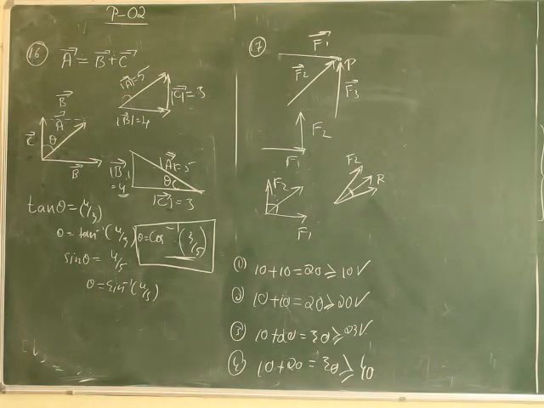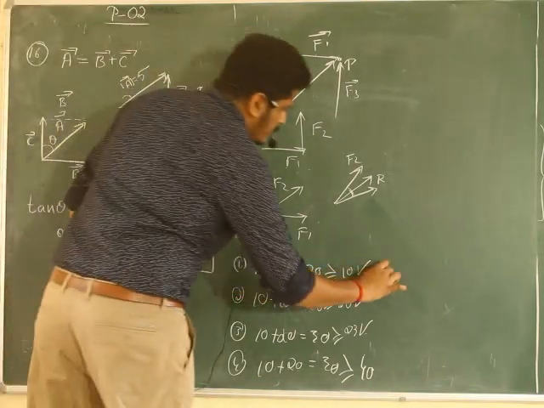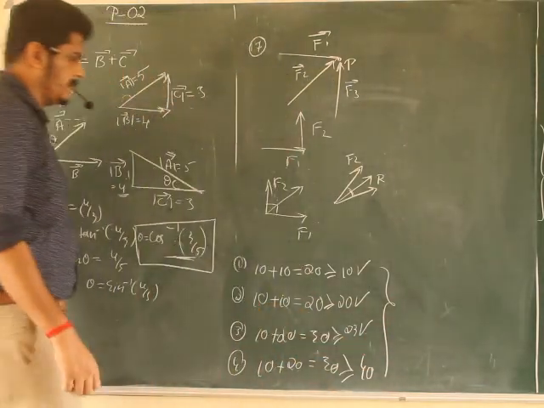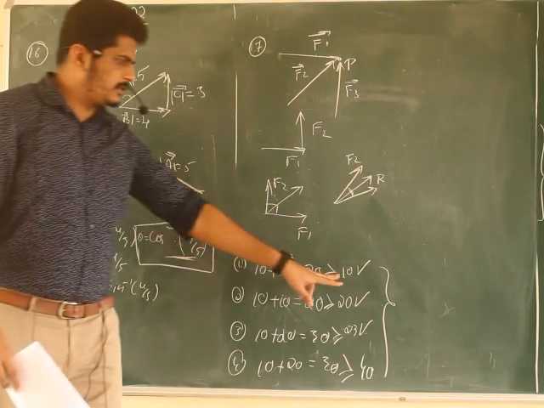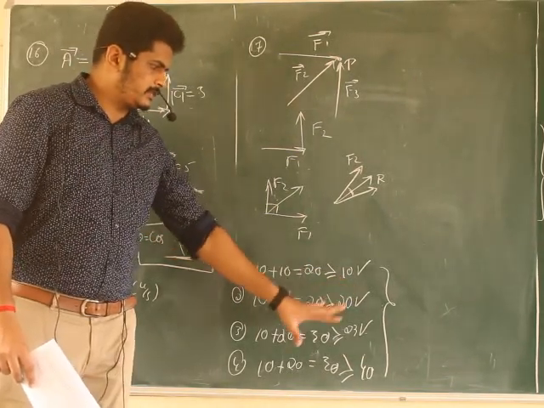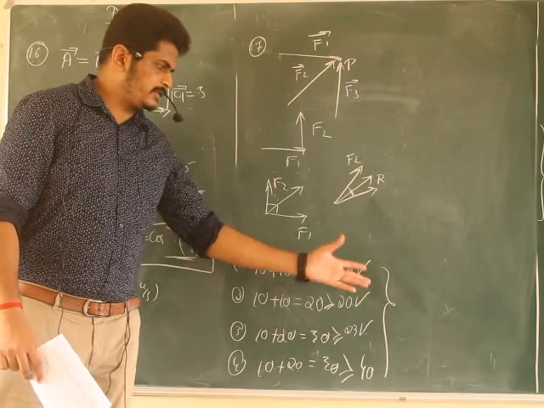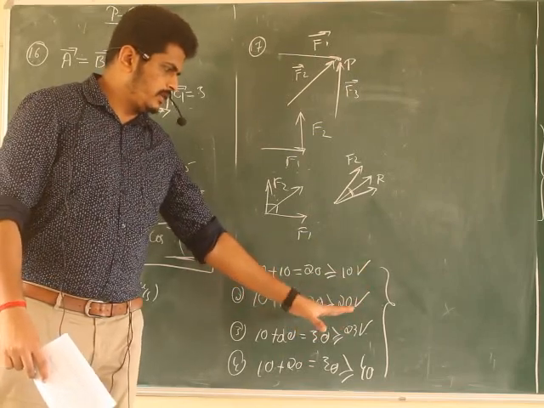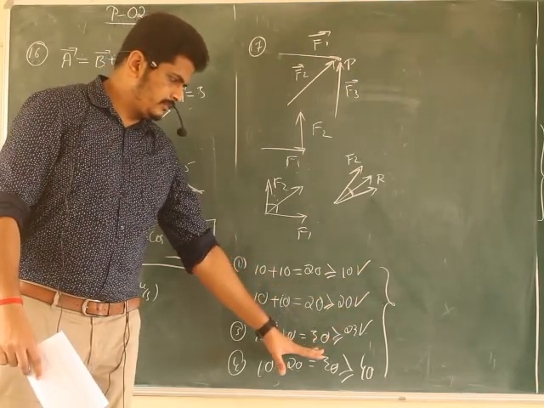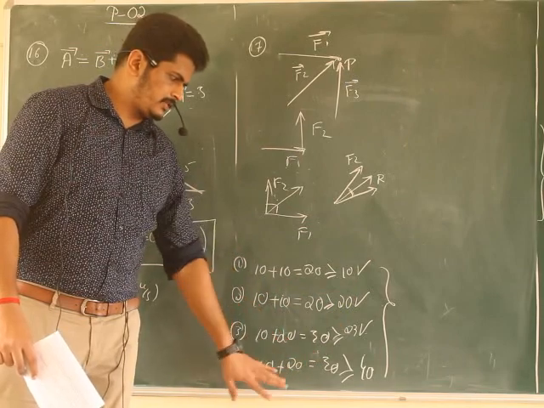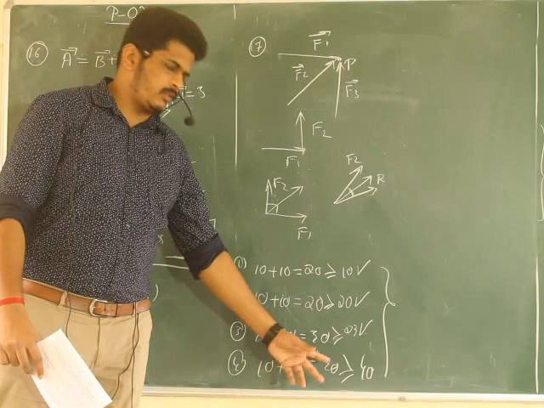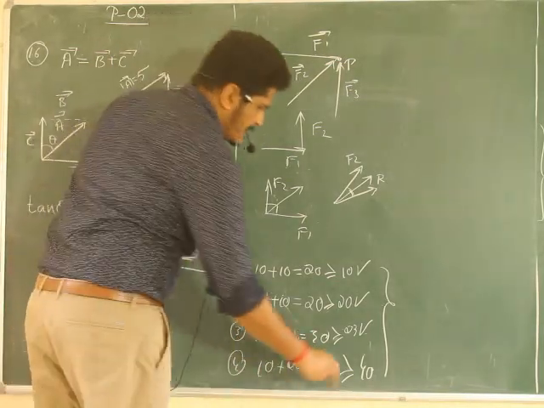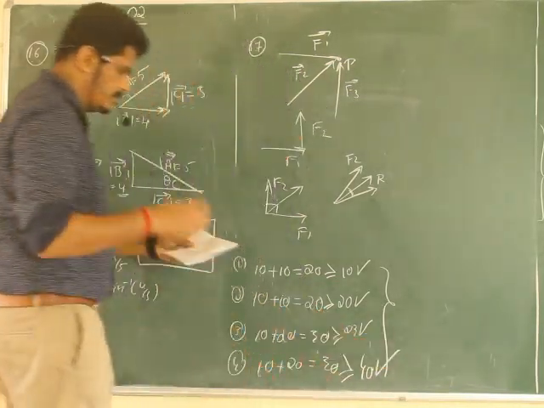One particular case we have mentioned here, like this. So 10 plus 10, 20, which is greater than the third force, 10. So we can accept this. In this case, can it be 0 or not? Here also it can be 0. Here also it can be 0. But in this case, it cannot be 0. Why? Because 30 is not equal to or more than 40. This is how we can find it.